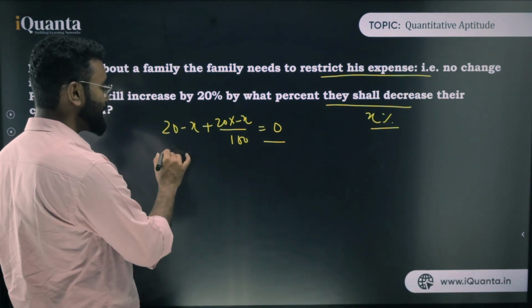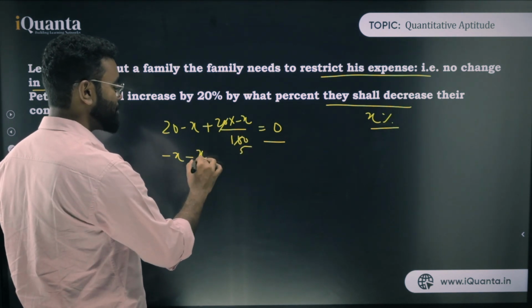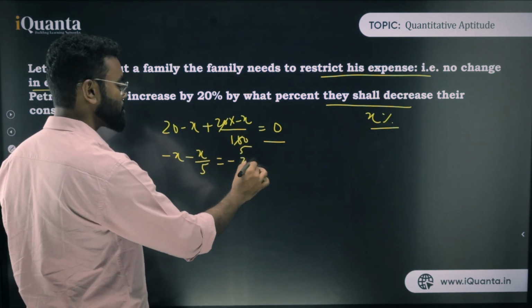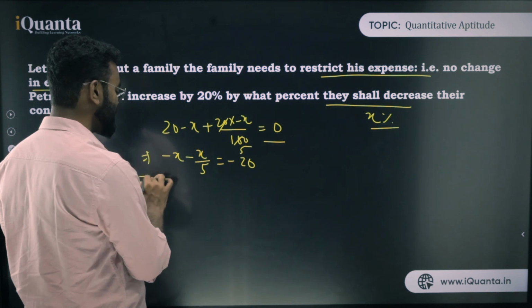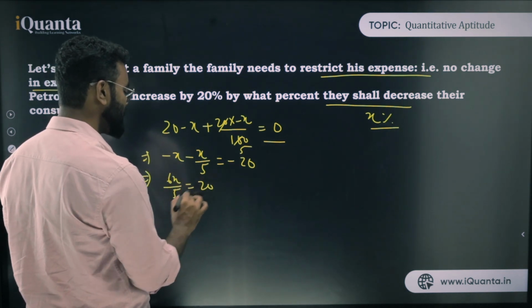So if you solve this thing, you'll get minus x upon 5, which is equal to minus 20. So if I solve this thing, I'll get basically 6x upon 5 is equal to 20. So what is x?